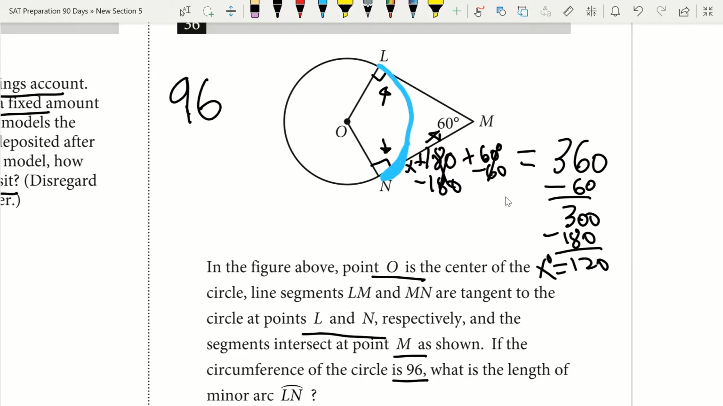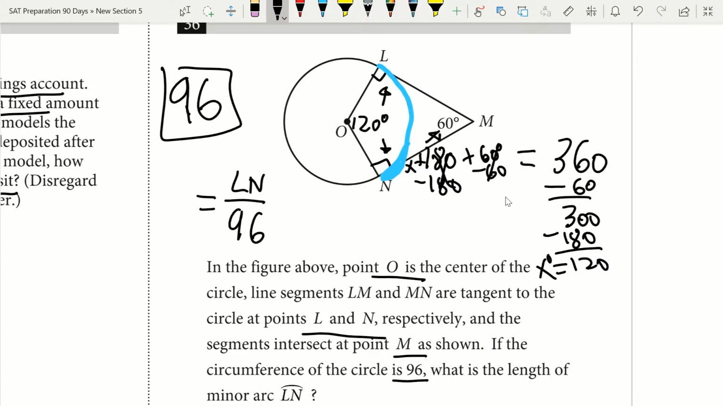Okay, so I know my angle x is going to be 120. So I'm going to plug that in for x. So we got 120 degrees here. Now if I know my circumference is 96, then I know my arc length LN, whatever that is, we'll just call it LN, for the arc length LN. If we're solving for that arc length, we're going to put it over our circumference and set it equal to whatever that interior angle is, in this case 120, over that total in a circle, which is 360 degrees. We set that ratio up and then we just solve for LN.